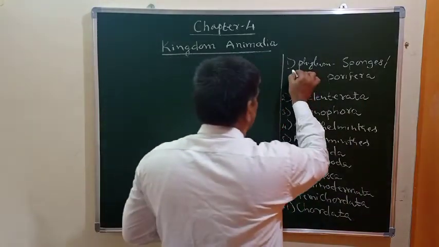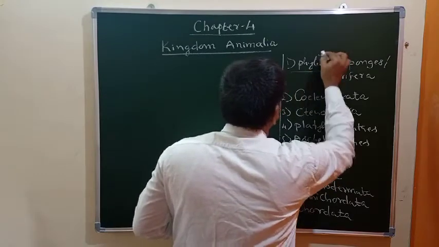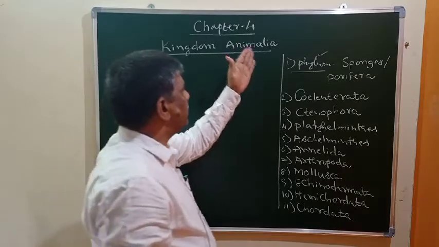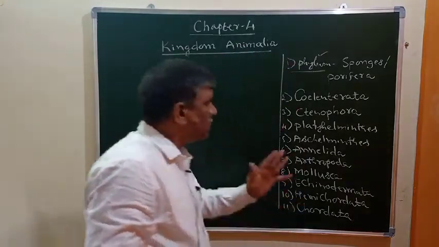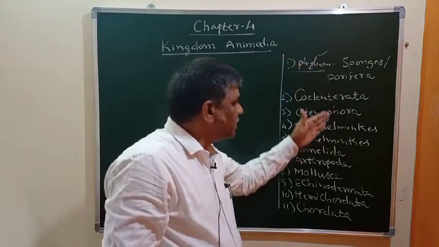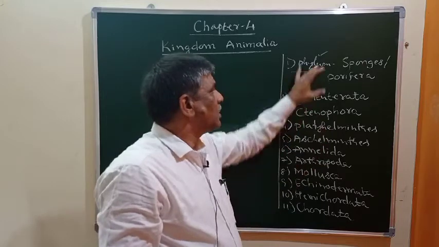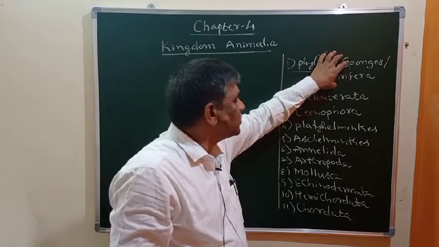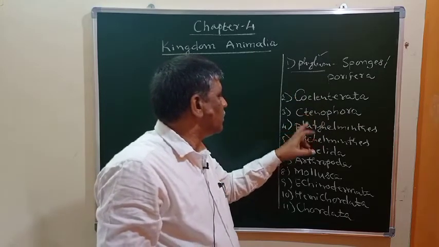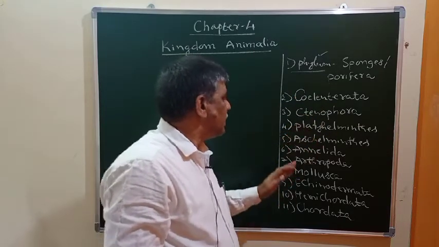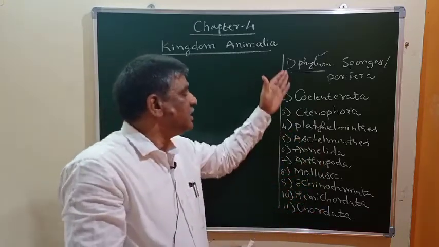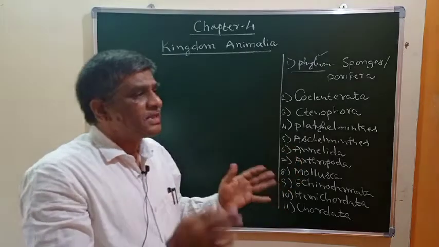In the case of Kingdom Animalia, we use the word phylum, but if it is a plant, we use the word division. Therefore, Kingdom Animalia is divided into all these phyla. It means animals are divided into different groups, different phyla. Some animals are included in phylum Sponges, some in phylum Coelenterata, some in Ctenophora, some in Platyhelminths. Like this, different animals are placed in different phyla based on their similar characteristics.